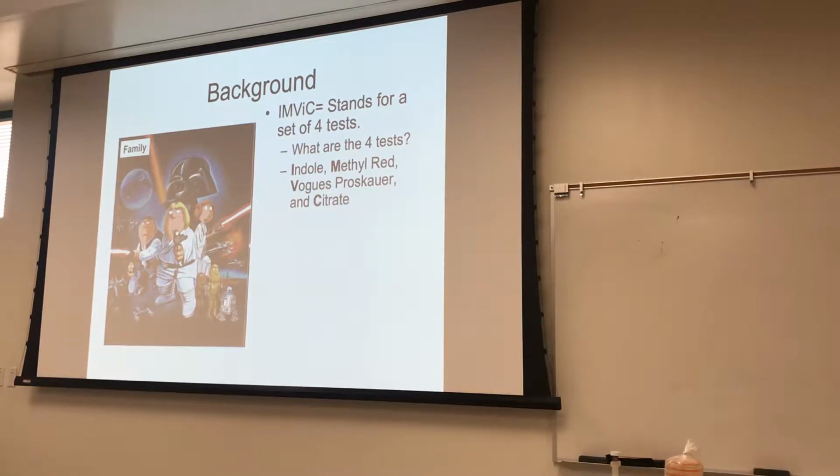The capital M stands for methyl red, which we're going to collect right now. The capital V stands for Voges-Proskauer, so we're also going to collect that one right now. And then the capital C stands for citrate, which we're going to collect after 5.4. So we're actually going to get 3 out of the 4 today. And then the indole, we're going to collect, I guess that would be next week.